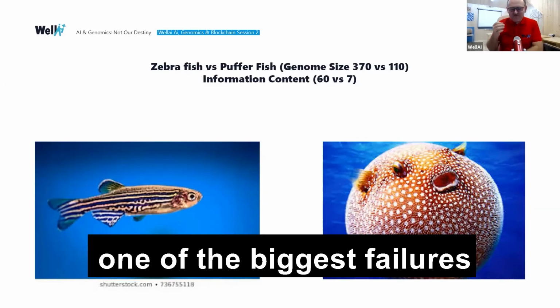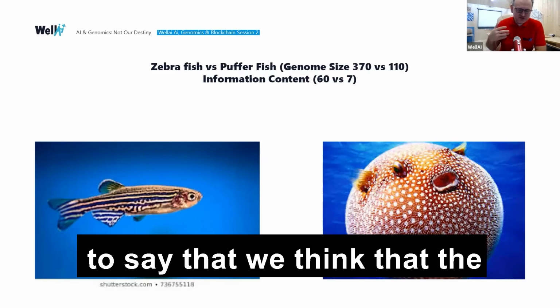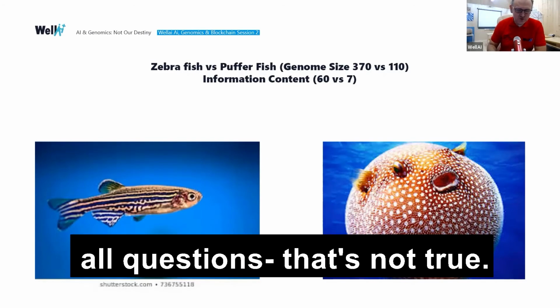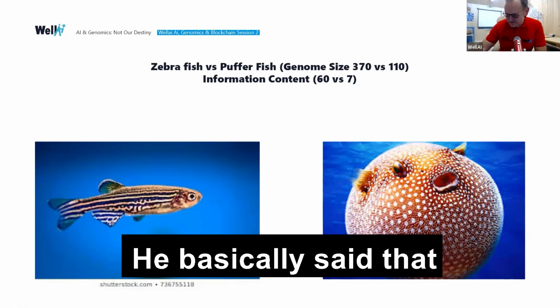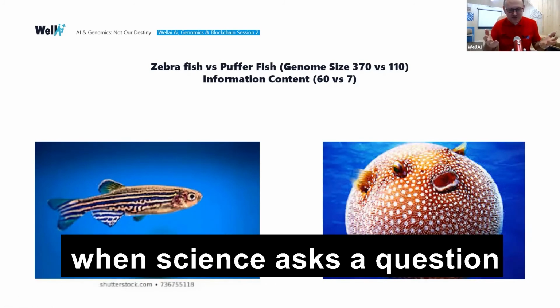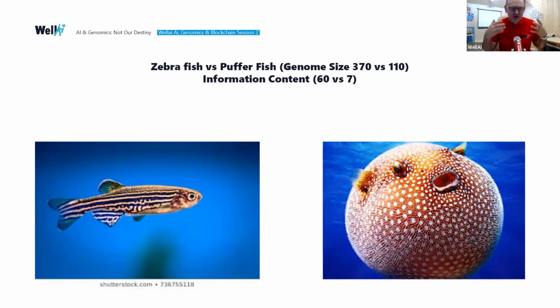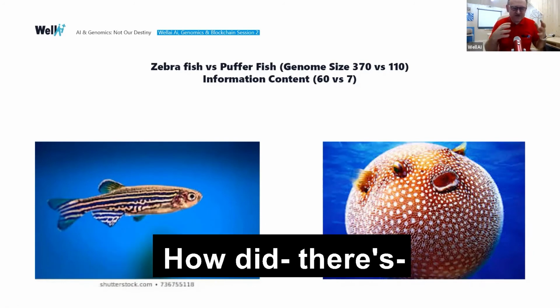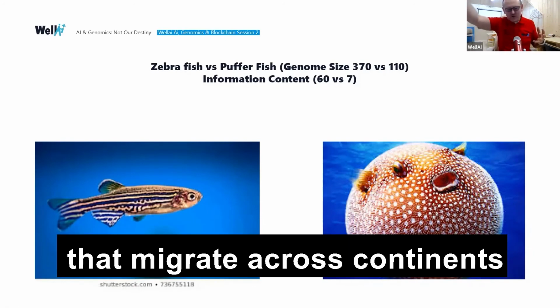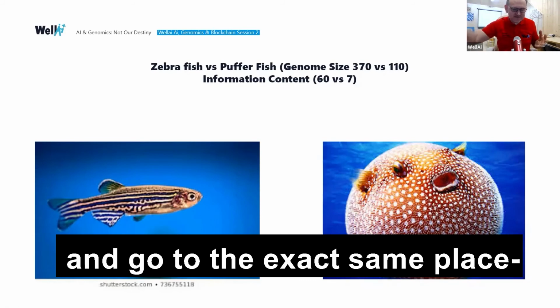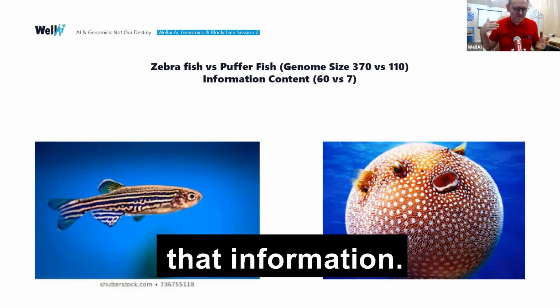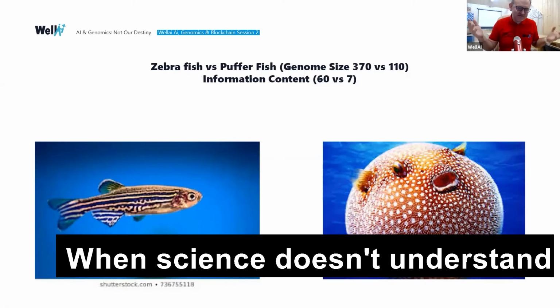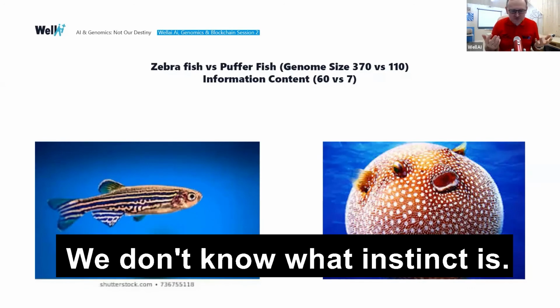And so one of the biggest failures is to stop wondering, to say that we think that science can answer all questions. That's not true. There's an author that I really like, C.S. Lewis. He basically said that when science asks a question that science can't answer, for example, how do migratory birds find their way home? How do they find their way to warm places? There are butterflies that migrate across continents and go to the exact same place. They've never been there before, right? It's just astounding that they can retain that information and actually go there. When science doesn't understand, they say, oh, it's instinct. What is instinct? We don't know what instinct is.